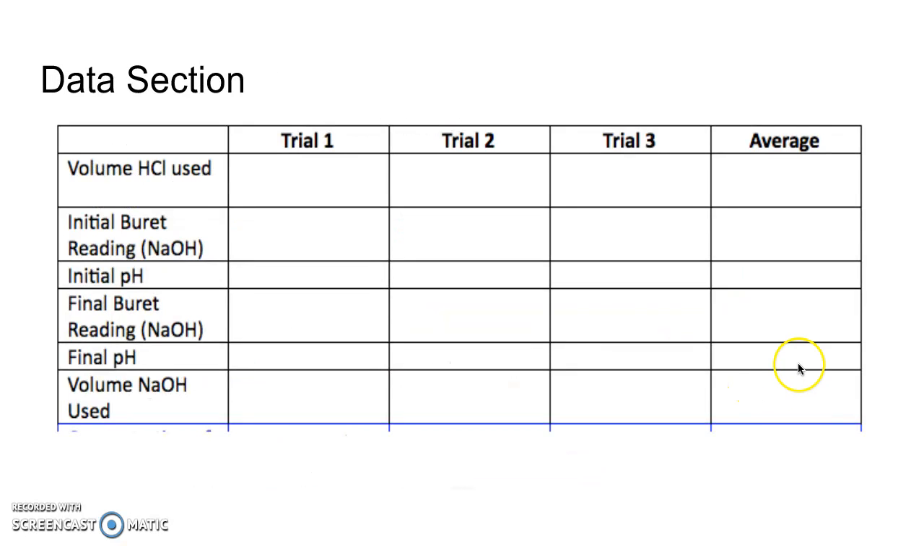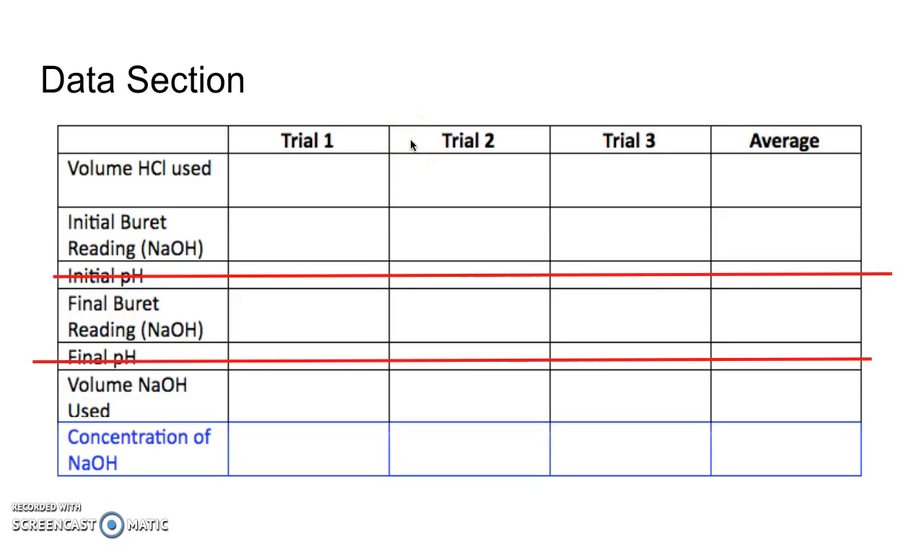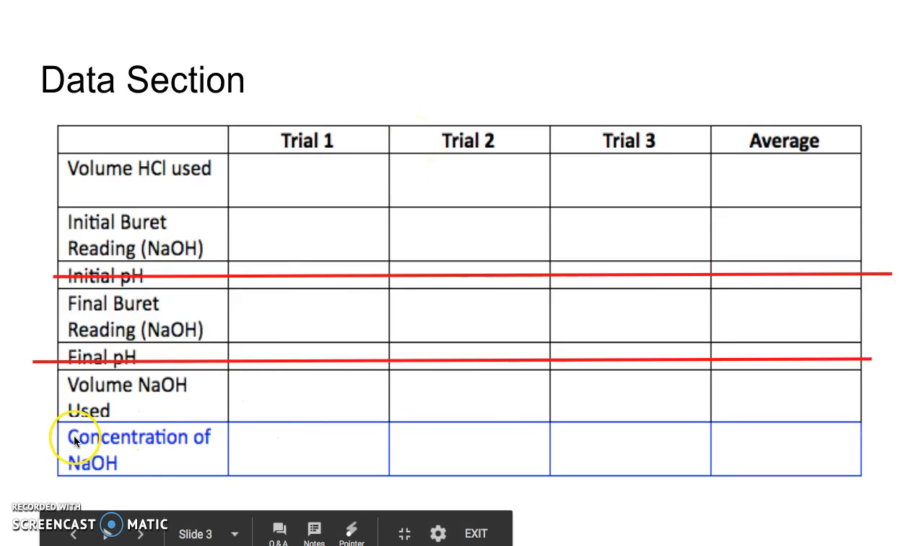In the data section, there are two rows that we're going to eliminate, initial pH and final pH, because in the lab we didn't have pH paper. So you can just go ahead and delete those rows when you copy this data table into your lab report. I would also recommend adding an additional row, which is the concentration of NaOH, because those are the calculations that you're going to come up with, and it's sort of the purpose of the lab. So I would definitely add this final row.